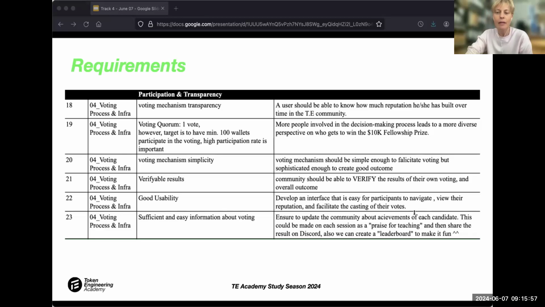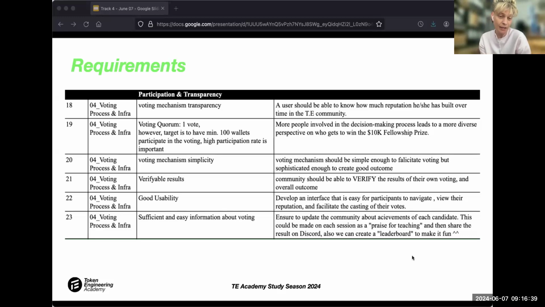Then good usability: develop an interface that is easy for participants to navigate, view their reputation and facilitate the casting of their votes. And the last one, sufficient and easy information about the voting: ensure to update the community about the achievements of each candidate. And this is what we plan to do. And this could be made on each session as a praise for teaching, share the result on Discord, create a leaderboard. I mean, we didn't implement the leaderboard, but there are round by round and session by session updates on social media and on our Notion, sharing the recordings.